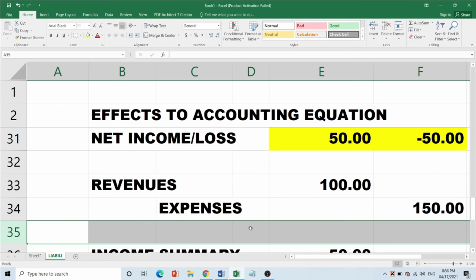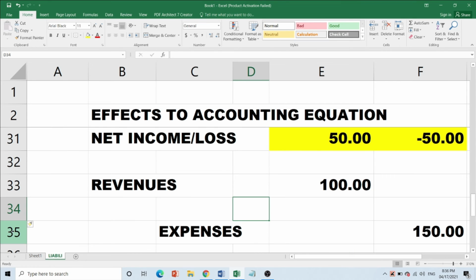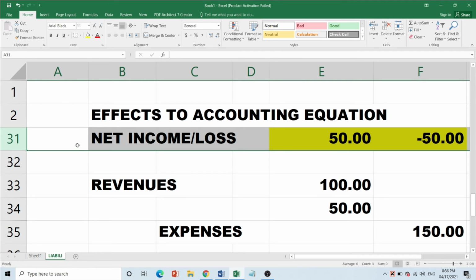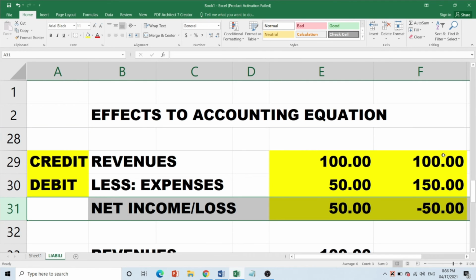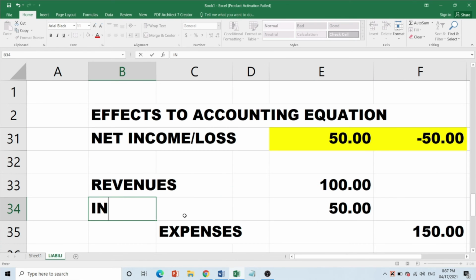Ano mangyayari sa income summary account? Since 150 ang expenses na nasa credit, dapat balance po ito. So, yung difference niya, mayroon siyang difference na 50 sa debit side. At since meron siyang 50 na difference na nasa debit side, it implicates or it means na mayroong loss of operation si company na 50 pesos. So, lalagyan natin si income summary account dito sa 50.